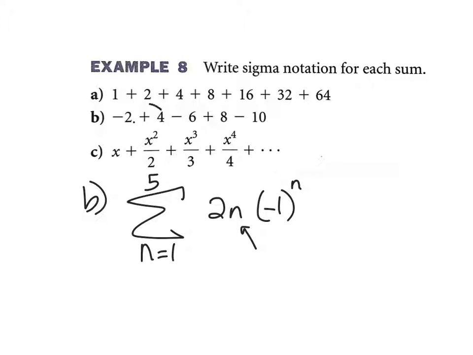I'm going to check the second one real quick. If I plug in 2 for the n, I would get 2 times 2, and I would get -1 squared. And if you work that out, sure enough, you will get the 4. So that's perfect. That works great.